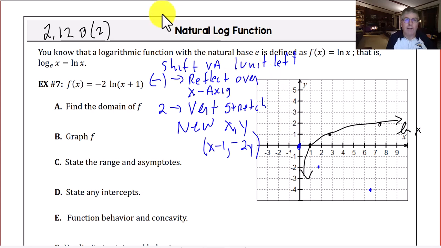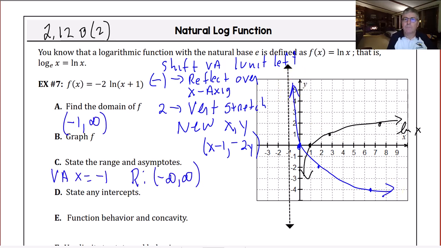So we are going to get a graph that looks something like this. There's our new vertical asymptote. Let's see how close I came on my values here. Finding the domain of f, our valid x's are everything to the right of -1. So from -1 to infinity.